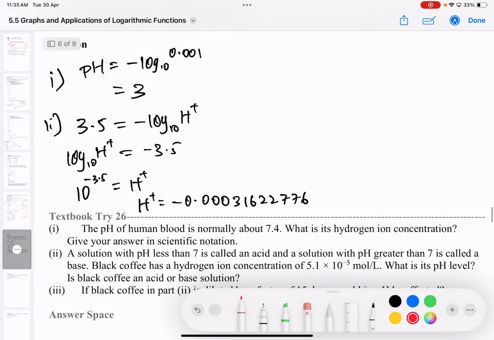Hey, there's no negative. Yes, there's no negative, my apologies. No negative. Alright, how do you express this as standard form? Yep. We count how many times we need to shift it. 1 time, 2 times, 3 times, 4 times.